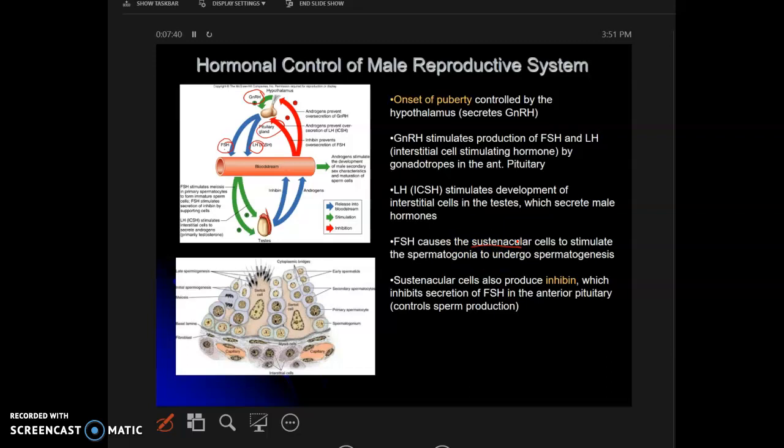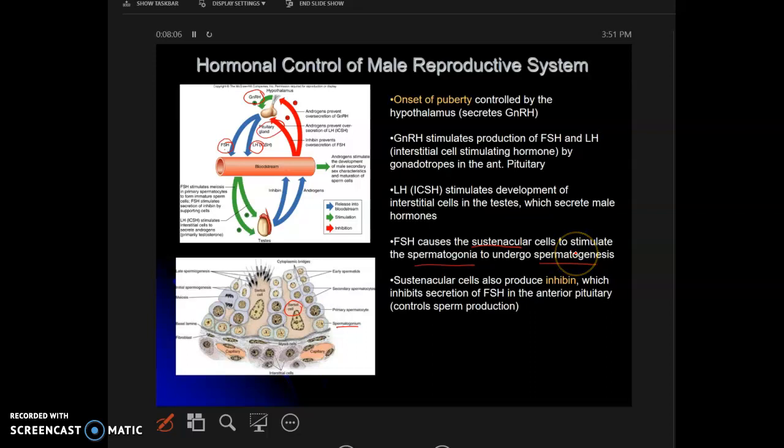Where are the sustentacular cells? The sustentacular cells are right in between the spermatogonial cells. Between the spermatogonial cells or the primary spermatocytes are these supportive cells called the Sertoli cells or the sustentacular cells. The sustentacular cells are going to stimulate spermatogonia to undergo spermatogenesis.